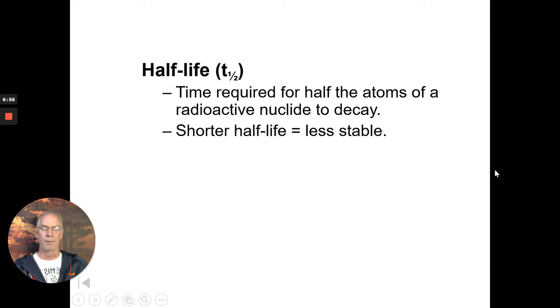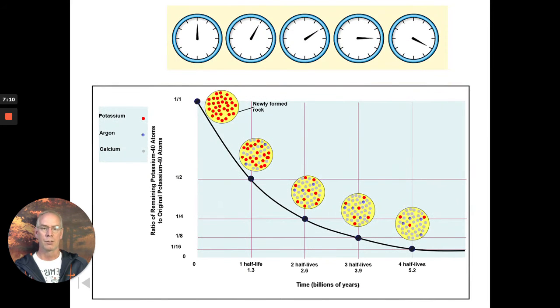Now, I'm going to finally define for you the half-life: the time required for half of the atoms of a radioactive nuclide to decay. Based on that, the shorter the half-life, the less stable that nuclide must be. So I've got here a little nuclear clock, right? Initially I have 100% of my material. After one half-life has passed, half of the red is now gone, and it's changed into other stuff.